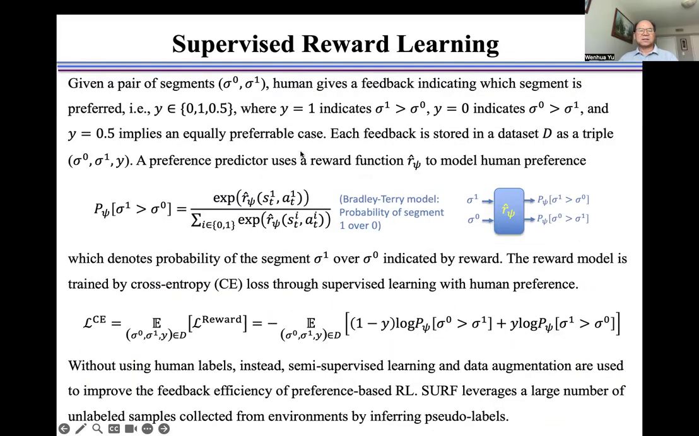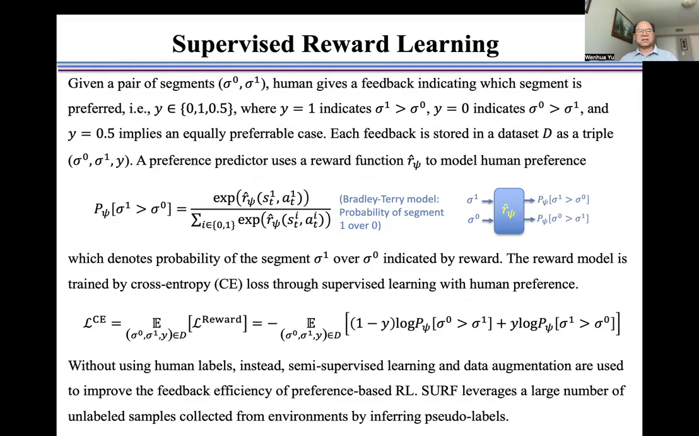Given a pair of segments, sigma 0 and sigma 1, the human gives feedback indicating which segment is preferred, namely y, which is selected from 0, 1, and 0.5. Here y equal to 1 indicates sigma 1 is preferred over sigma 0. Y equal to 0 indicates sigma 0 is preferred over sigma 1. And y equal to 0.5 implies an equally preferred case. Each feedback is stored in dataset D as a triple: sigma 0, sigma 1, and y.